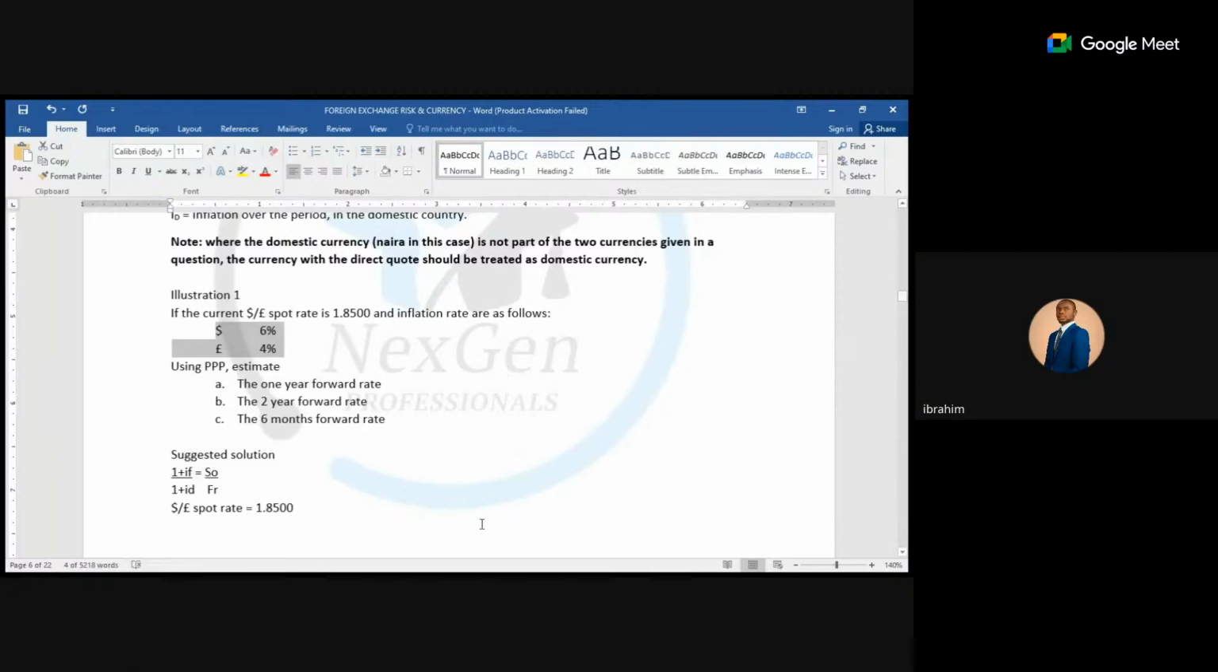That is, check for the spot rate that is weakened, or that has the highest spot rate. Which of these? You can see that this is dollar to euro equals to this. What it means is that dollar is 1.8500 to €1. That is what it means, class. Dollar is 1.8500, while euro is what?